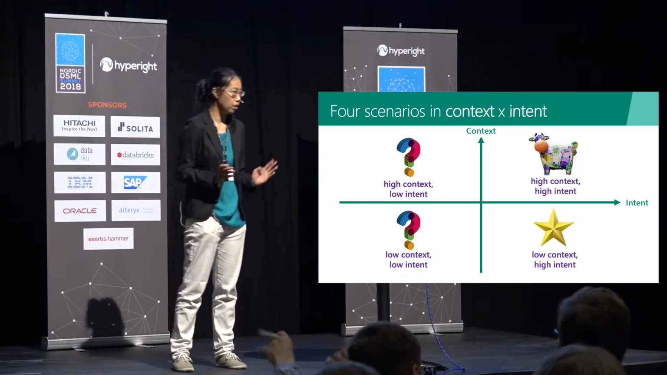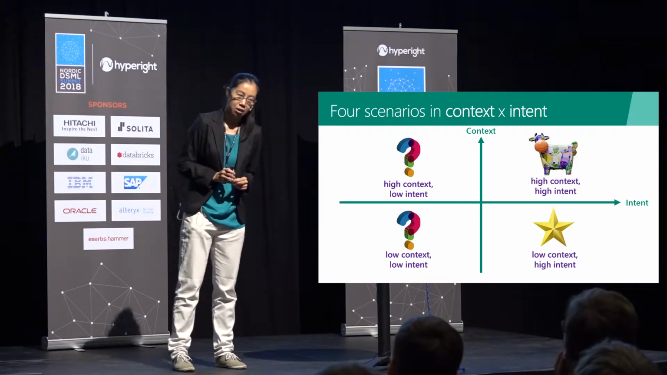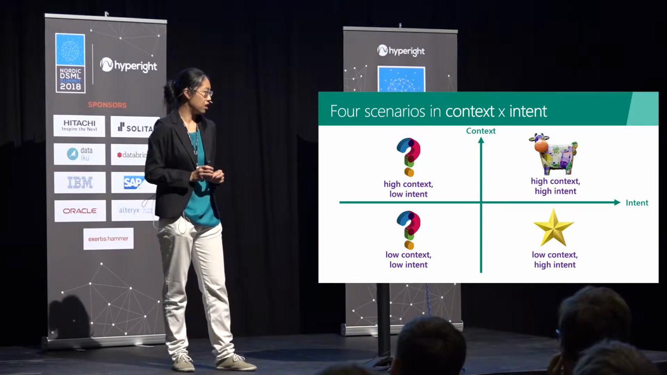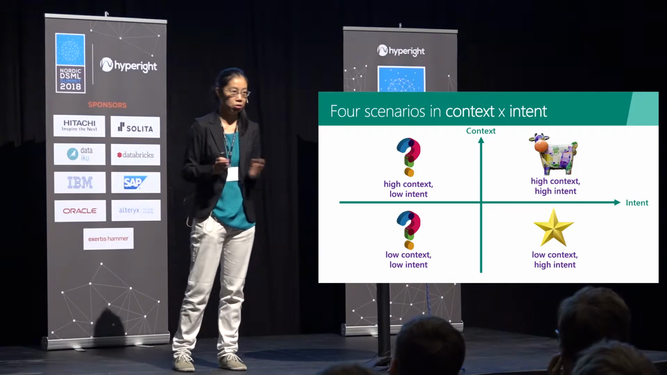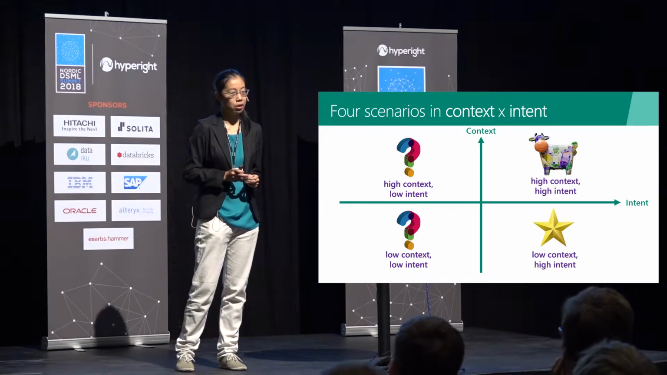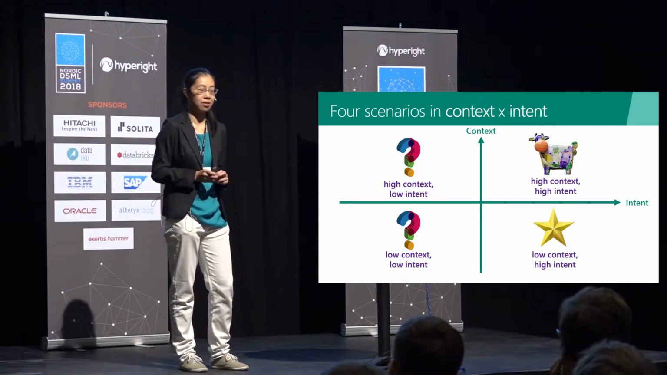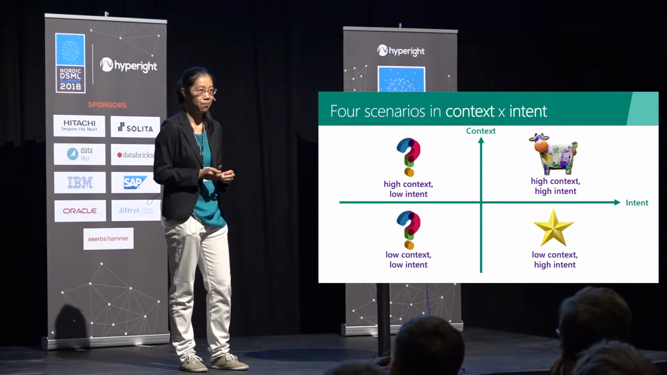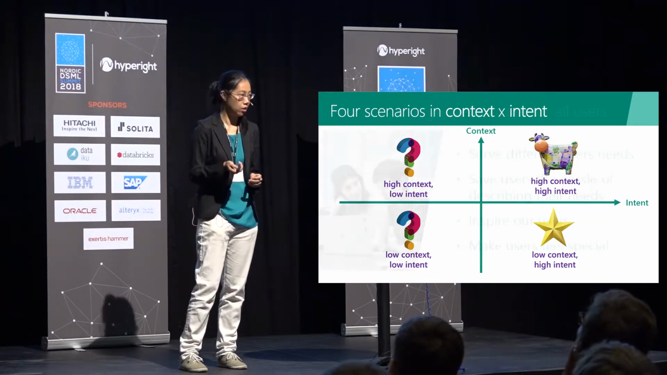The last one is about the high context and low intent. Here it's a little bit tricky, because you already know pretty much about what the user wants, even though you don't really know who they are. In general, I would say in this case you can already do pretty well with non-personalized information. You can try to personalize, but it's a question mark. I'm not sure how much we can actually do in addition.